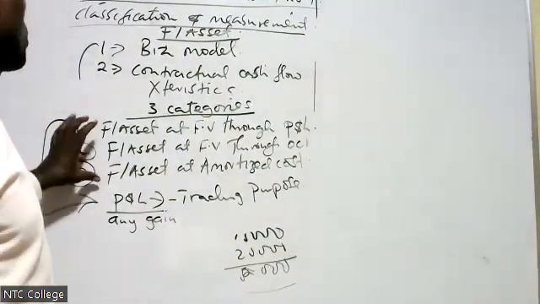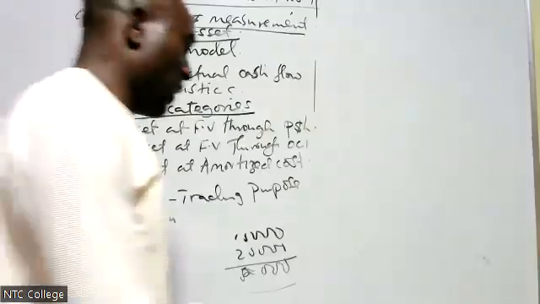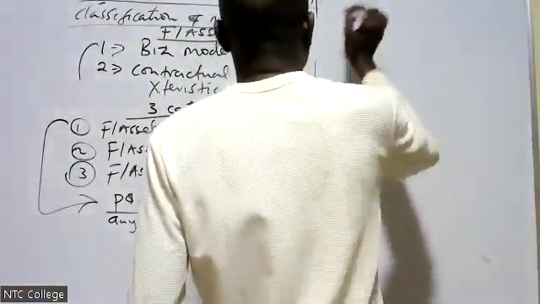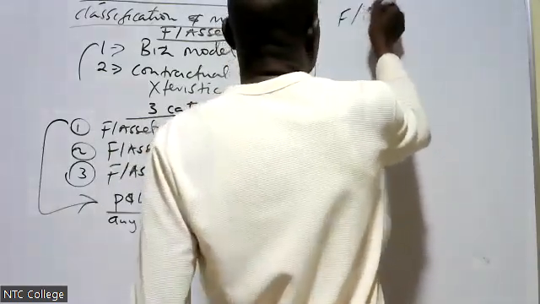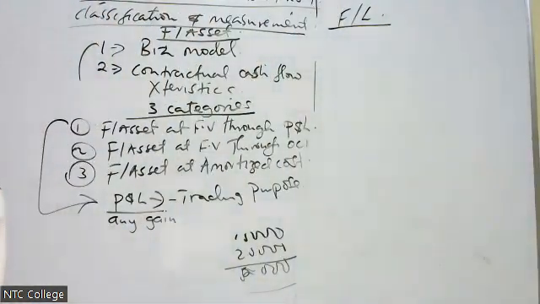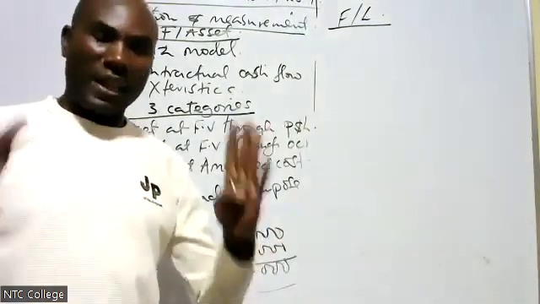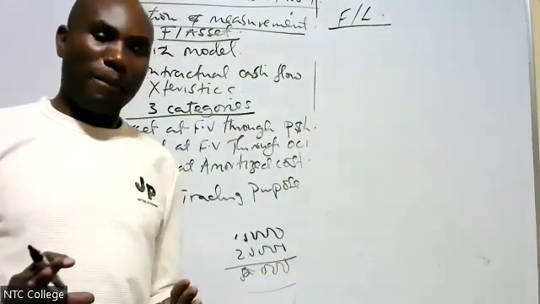Now let me come to another thing called transaction cost. Or before I go to transaction cost, let me go to financial liabilities. How do we classify financial liabilities?